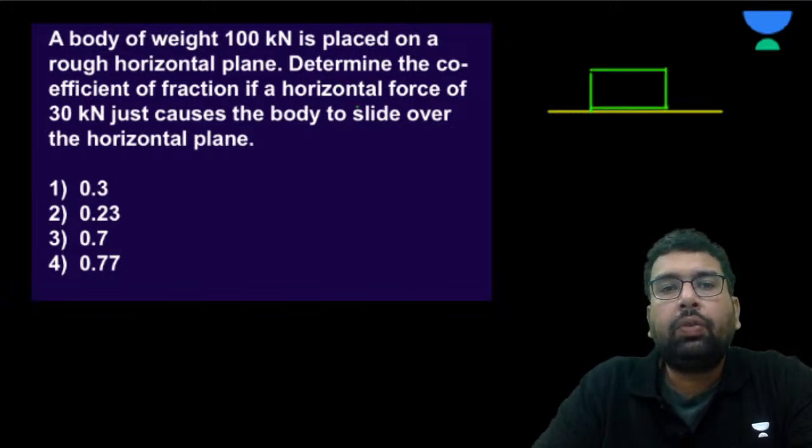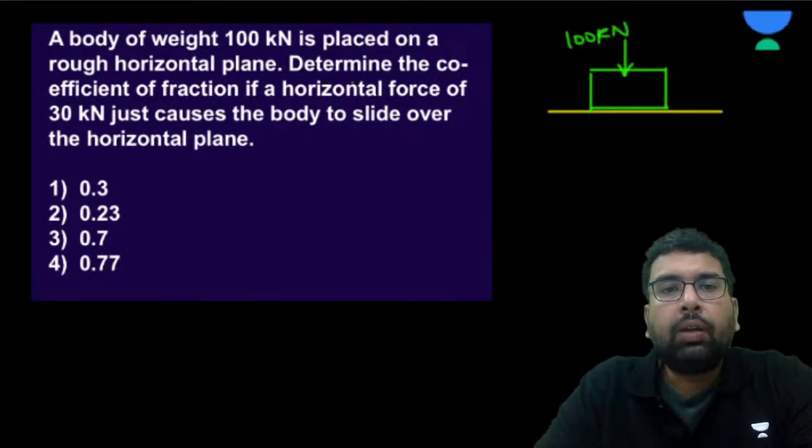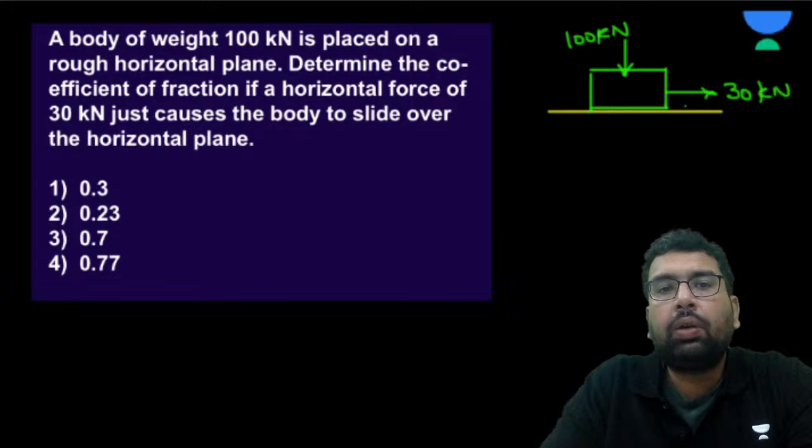Determine the coefficient of friction if a horizontal force of 30 kilonewton. So the weight of the body is 100, placed on a rough horizontal plane. It's 100 kilonewton actually. It's very simple, no? Determine the coefficient of friction if a horizontal force of 30 kilonewton just causes the body to slide over the horizontal plane.